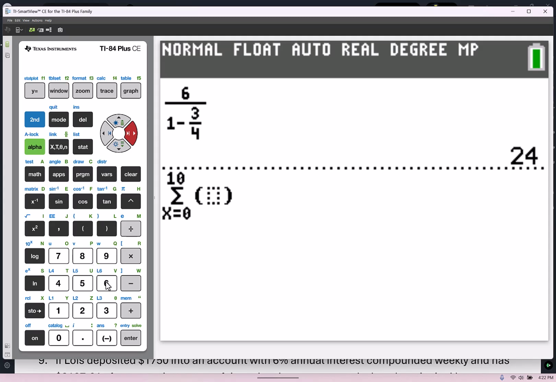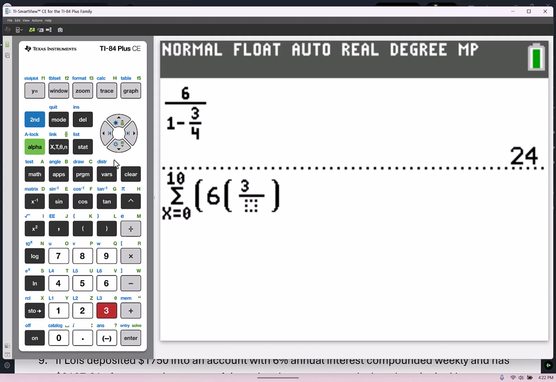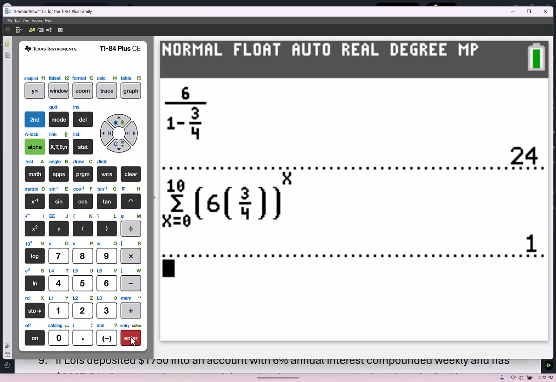And then right here, I'm going to put 6, parenthesis, and I'm going to put 3/4. You can use the fraction feature, or you can just put 3/4. And then I'm going to put to what power? X. Yeah, make it look exactly like that. Let's push enter. I don't think it's going to be 24.